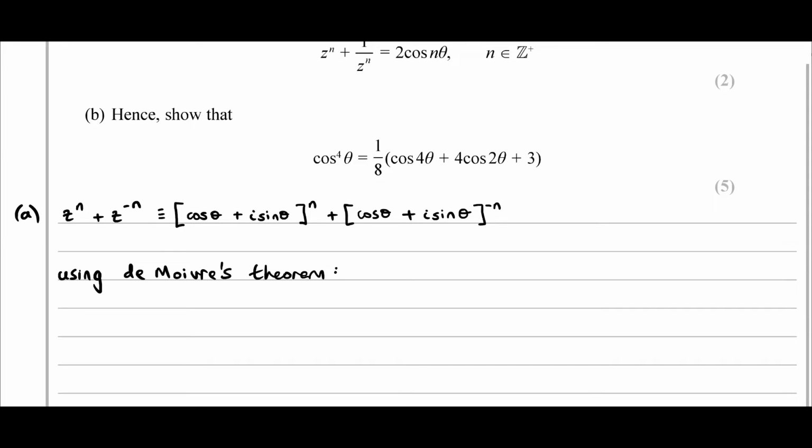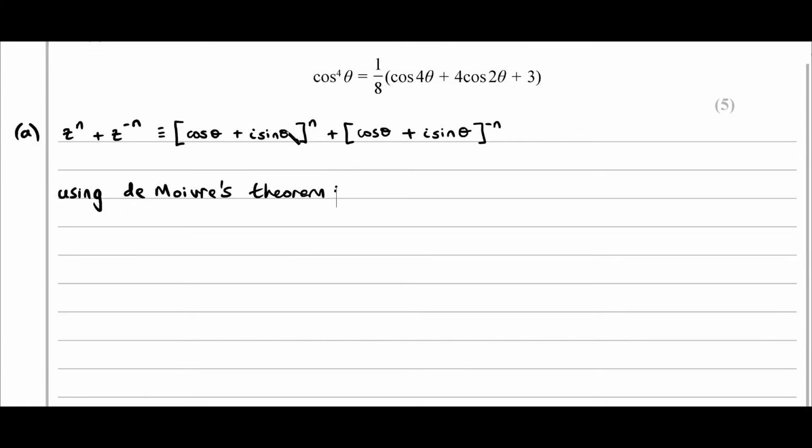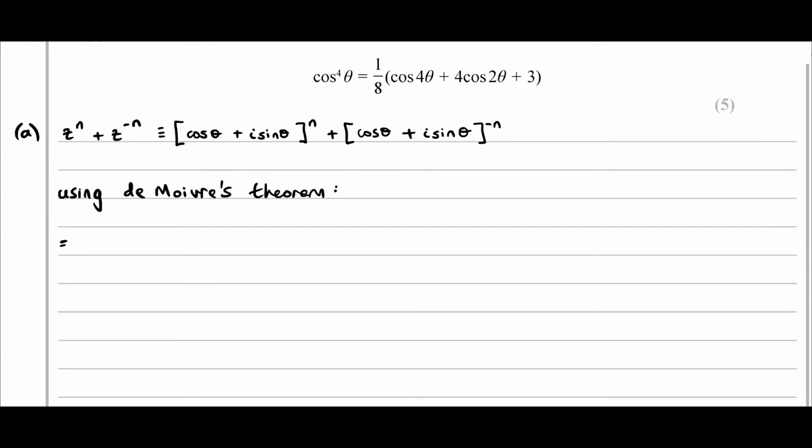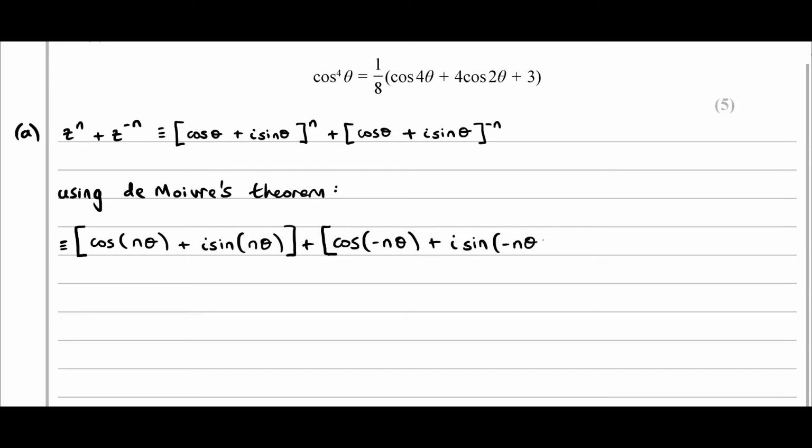So using de Moivre's theorem, essentially, we just bring this n into the bracket. So we have all this which is equal to cos of n theta plus i sine of n theta, and then here same thing, bring the power into the bracket, so we have cos of minus n theta plus i sine of minus n theta.